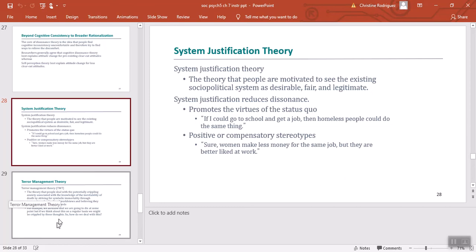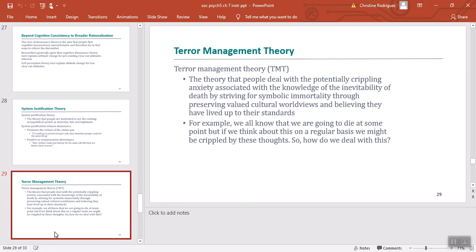And terror management theory is another really interesting idea. Terror management theory essentially is saying this: look, we all know we're going to die. We all know we have mortality, right? We all know that it's going to end for all of us. We don't know when. But if we allowed ourselves to think about that every single day when we wake up, if we allowed ourselves to think, oh my gosh, I might die today, I might die in the next hour, or I might die tomorrow, or I might die next week, oh my gosh, we wouldn't get anything done.